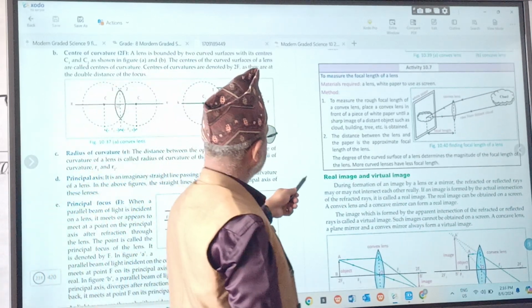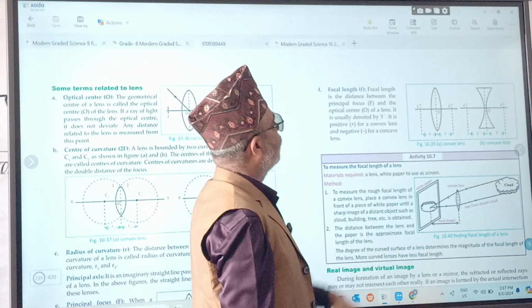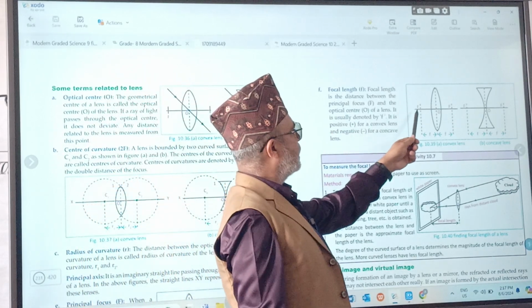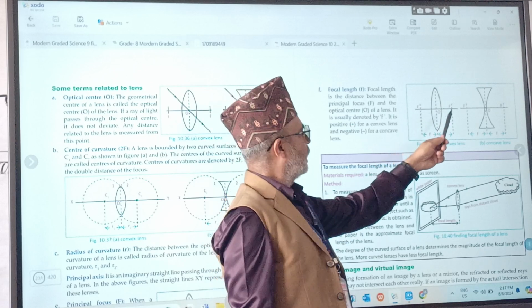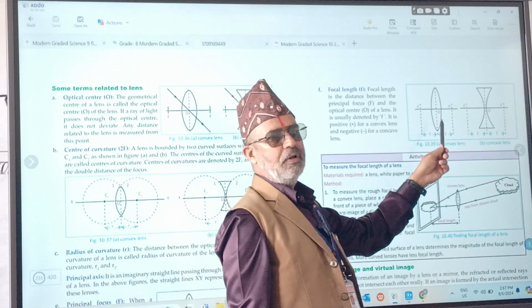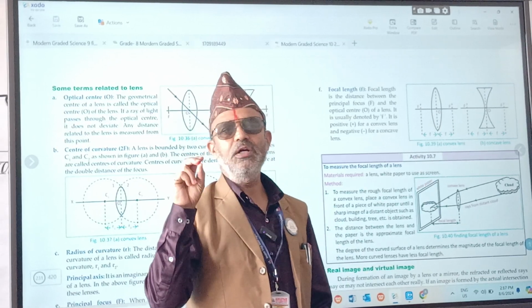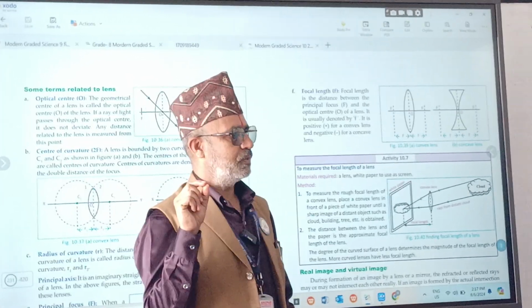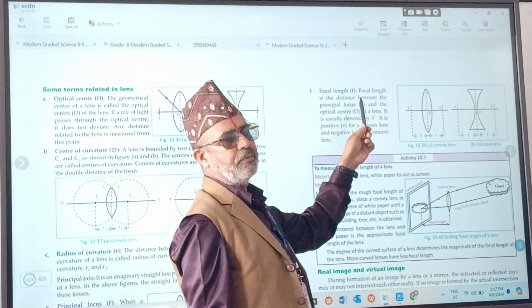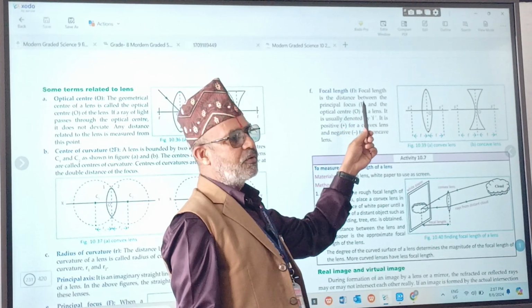Principal, no, focal length. What is the next? So this is principal focus, F. The distance OF is called focal length. Distance between optical center and principal focus is called focal length. It is denoted by small f.